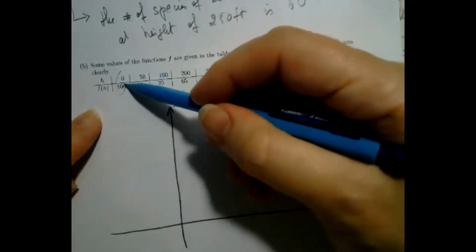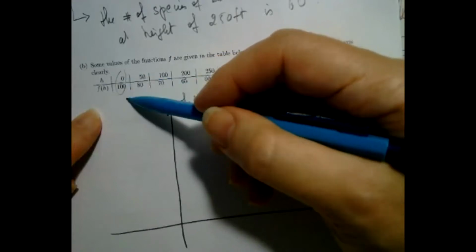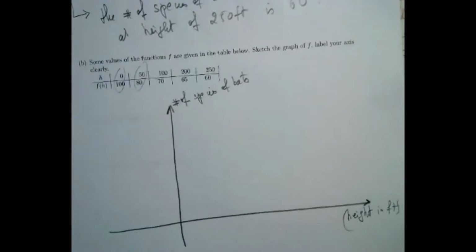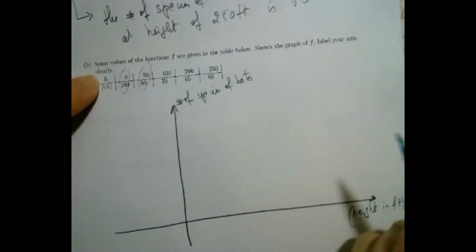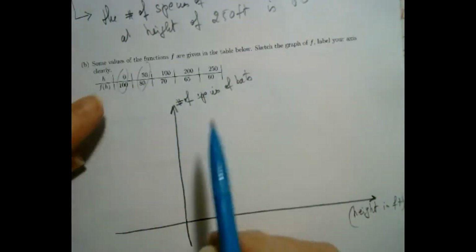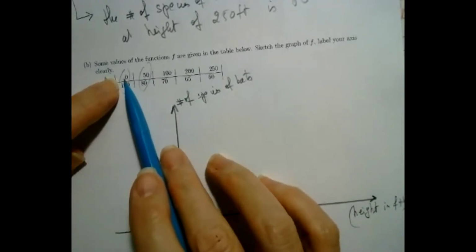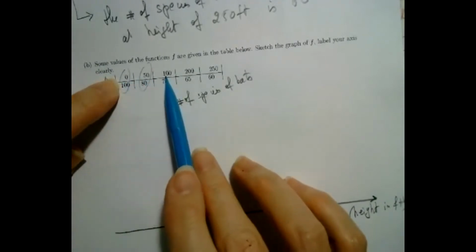And sketching the graph means sketching all the points with coordinates (0, f(0)), (50, f(50)), and so on. So first we're going to start with scaling. What's in the domain here? The domain is all the input values. So the input values are 0, 50, 100, 200, 250. That's what I am giving you.